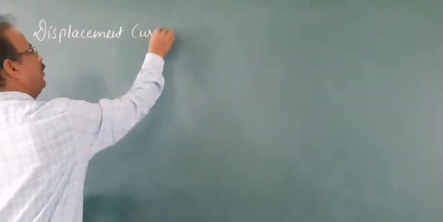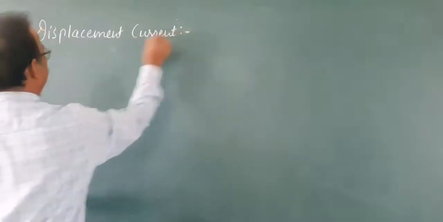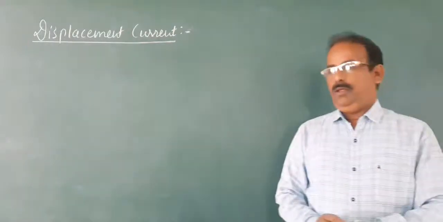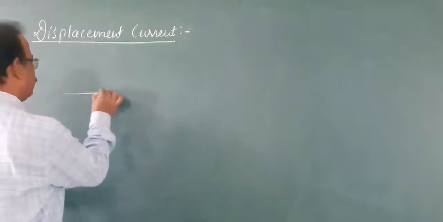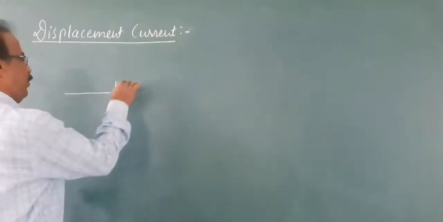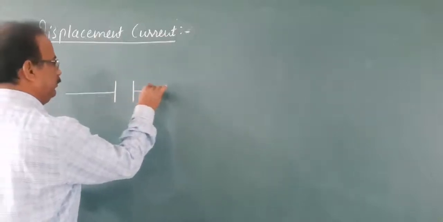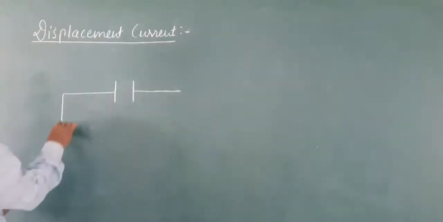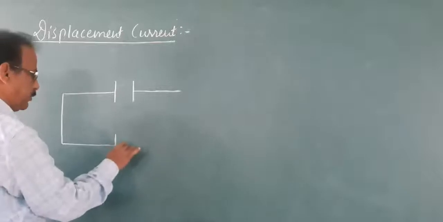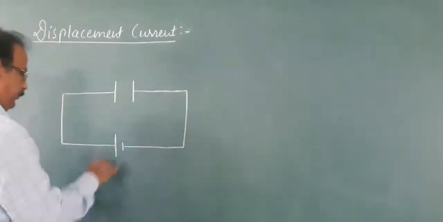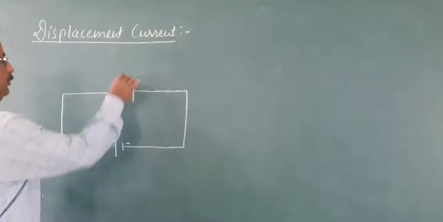What is displacement current? Take one circuit in which capacitor is connected across the terminals of the battery. DC circuit. This is battery. This is capacitor.